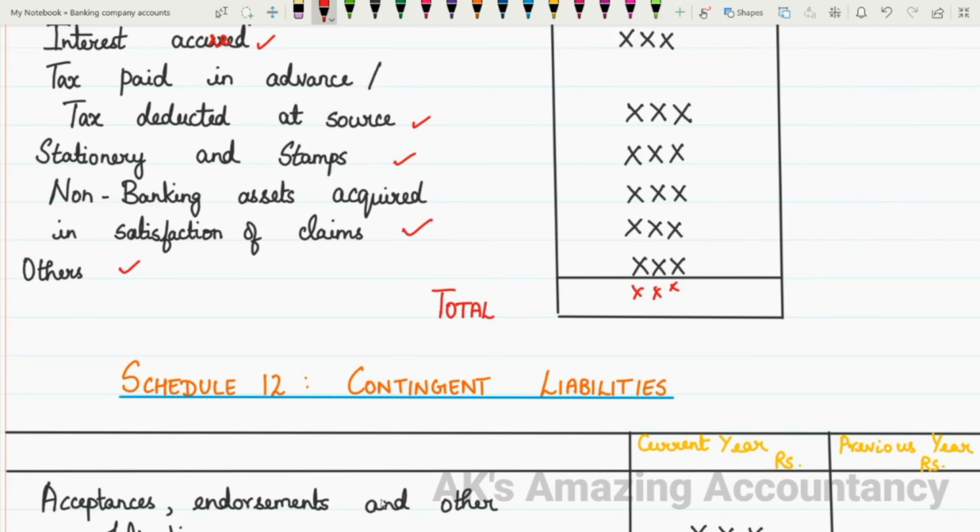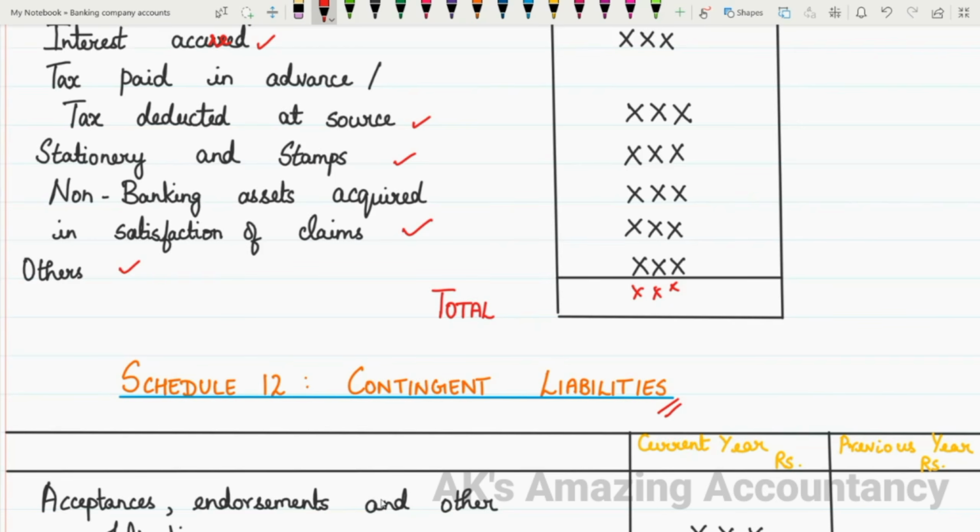So what is this Schedule 12? Schedule 12 is for contingent liabilities. So I hope you will know what is meant by a contingent liability. A contingent liability is a liability which may or may not arise depending upon the outcome of a future event. Okay, such a liability may arise or may not arise. It depends upon the outcome of a future event. Such contingent liabilities will be entered under Schedule 12.